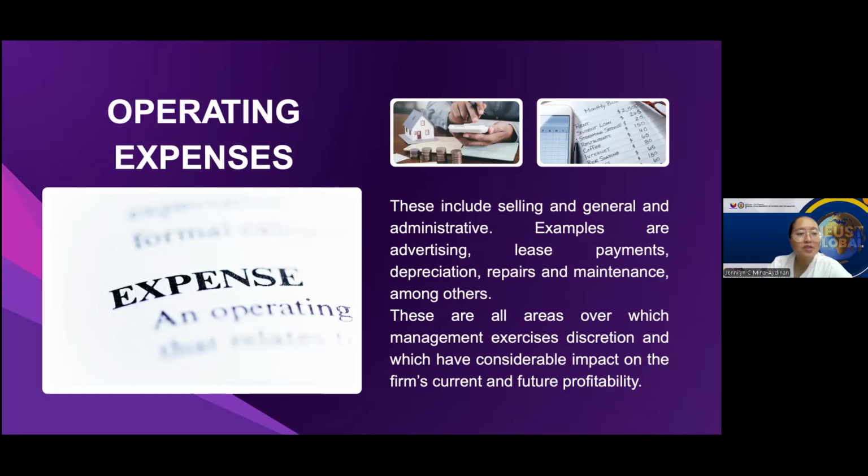Example, students running a local bakery list their operating expenses. It could be advertising $1,000 for local promotions, lease payments $2,000 for renting the bakery space. Depreciation, it could be $500 for equipment wear and tear. Repairs and maintenance, $300 for oven repairs. So these expenses are deducted from the bakery's gross income to determine its operating profit.